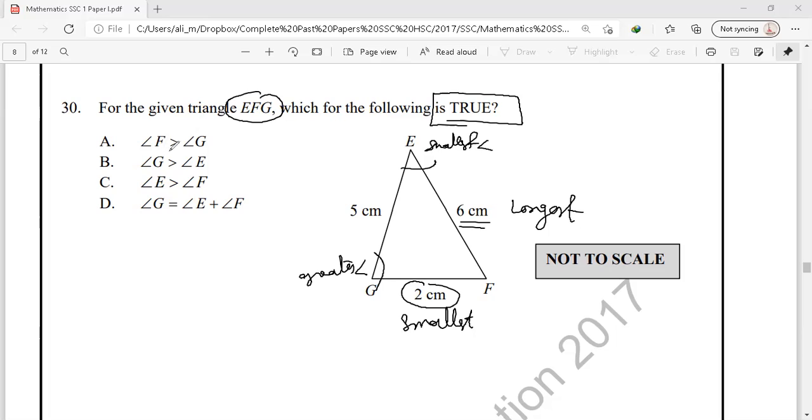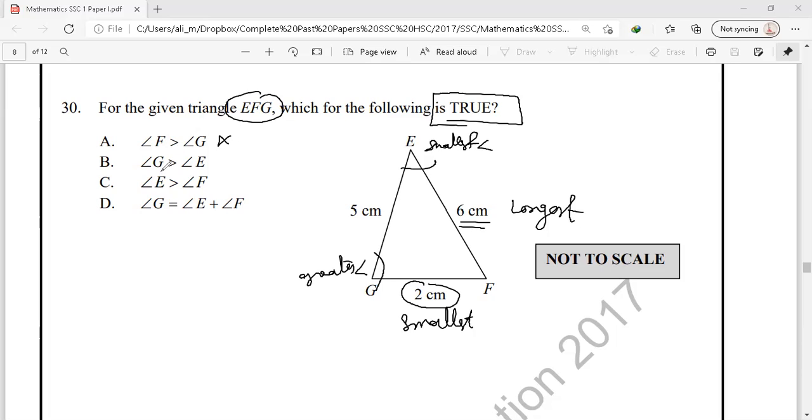Angle F is greater than angle G. So angle G is the greatest and angle F is smaller than G. So this is the incorrect statement.